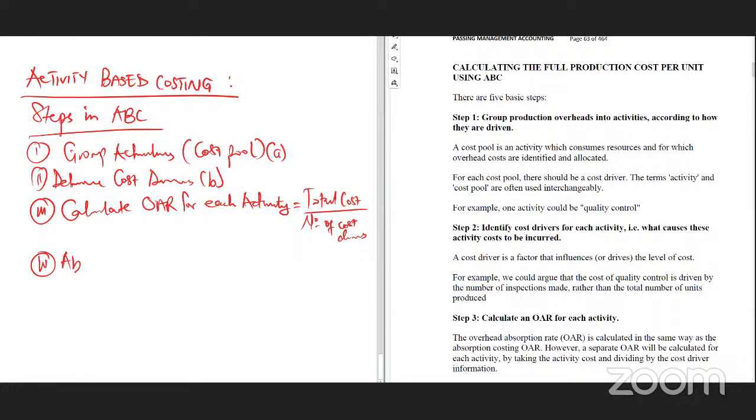You absorb into the product. And then finally, determine your full production cost, right?